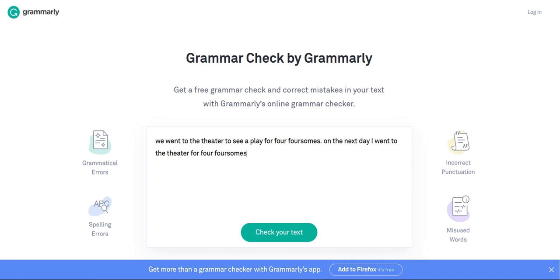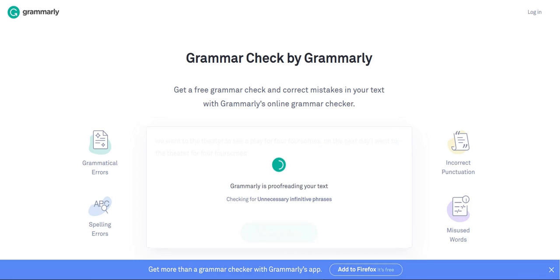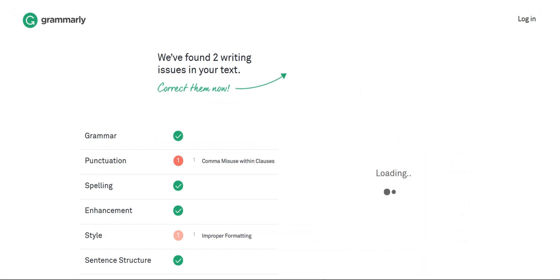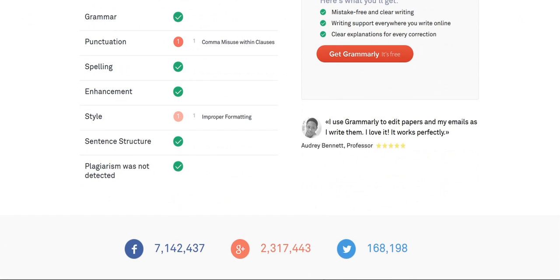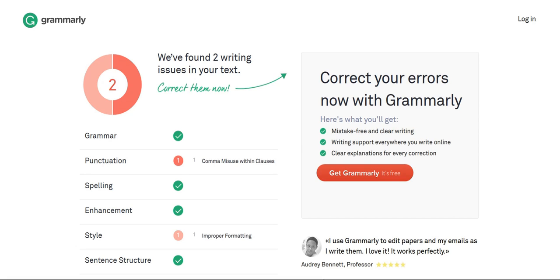And so we're going to see what Grammarly says about that as far as verbal disagreements are concerned between we went and I went to the theatre for 4 foursomes. So Grammarly's proofreading the text now. Checking for incorrect use of numbers, subordinate clauses. So it's found a comma misuse within clauses. There's actually a lack of commas. There's a comma misuse within clauses and improper formatting. But good grammar, good enhancement, improper formatting to the style, and good sentence structure.